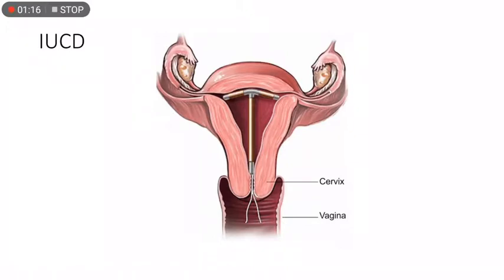Intrauterine contraceptive devices. There are various generations of IUCDs, such as first generation, second generation, and third generation as well. Copper T is the famous name you need to know under IUCD.